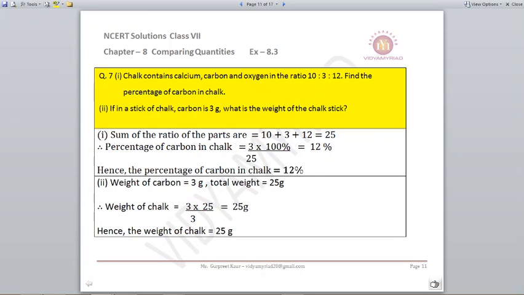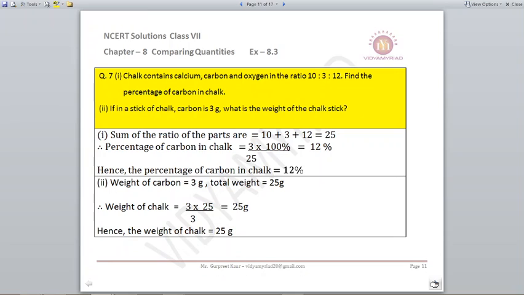How much carbon is there? Only 3. So 3 upon total number of parts, that is 25. And we will be multiplying with 100 because we need to find out the percentage. That will give me 12%. So percentage of carbon in the chalk is only 12%.